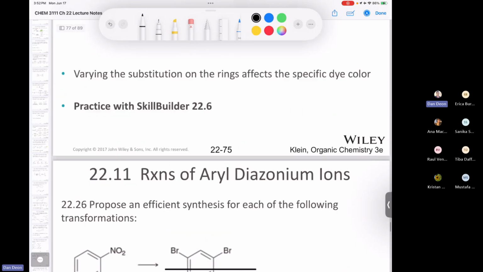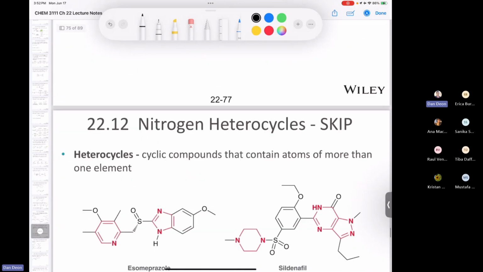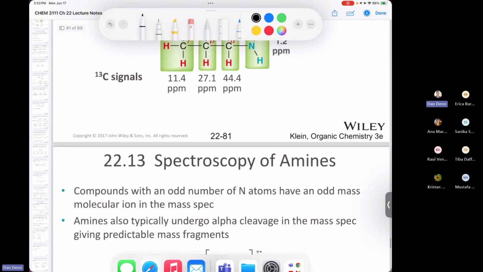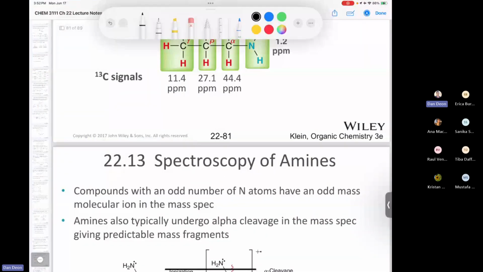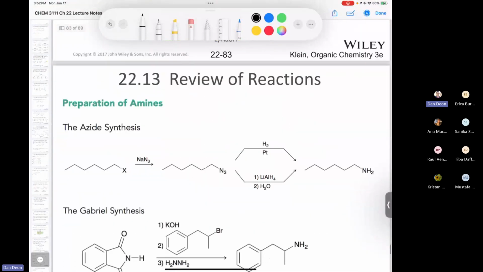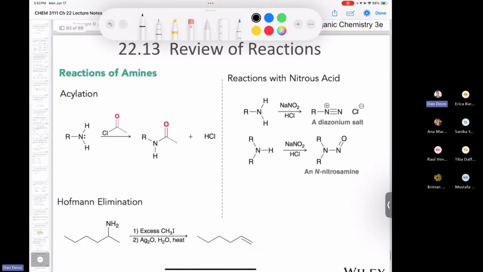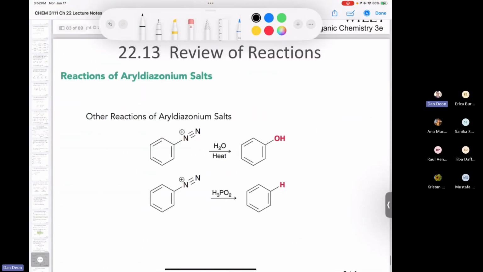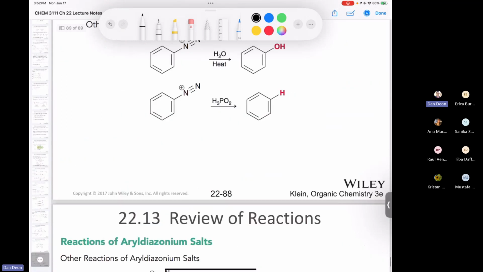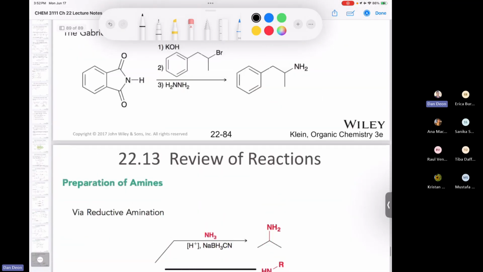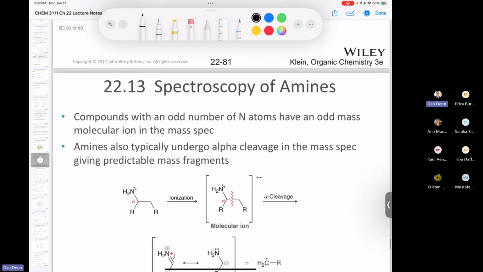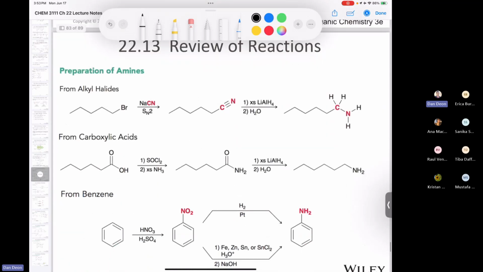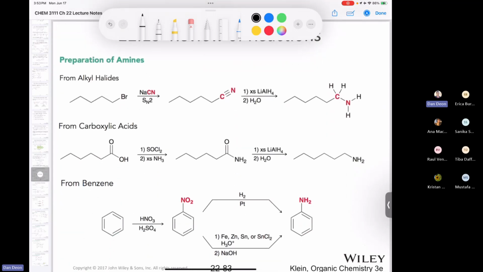All right, so pretty straightforward. And also, much like some of the other chapters, if you go to the very end of the chapter, he has a really good summary of all the reactions that are covered. If you want to, print a copy of the last few slides out. You can see that so far we've covered this section here: alkyl halides, carboxylic acids, benzene.